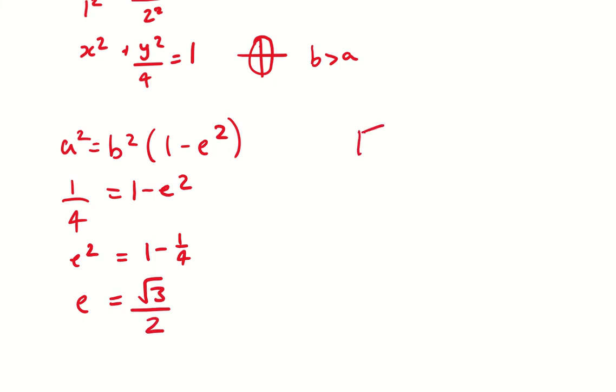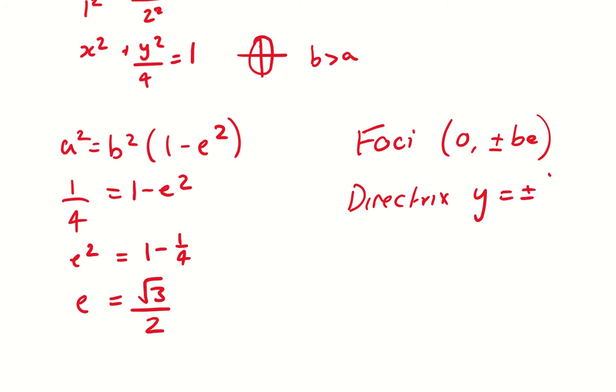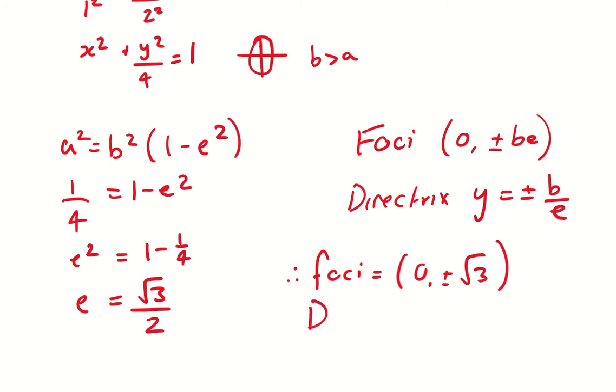Now, notice here, the fact that it is going to be our vertical ellipse gives us (0, plus or minus BE) instead of AE for your focus, and your directrix is going to be y is equal to plus or minus B on E rather than A on E. So therefore my focus is going to be (0, plus or minus root 3), and my directrix is going to be y equals plus or minus 4 on root 3.